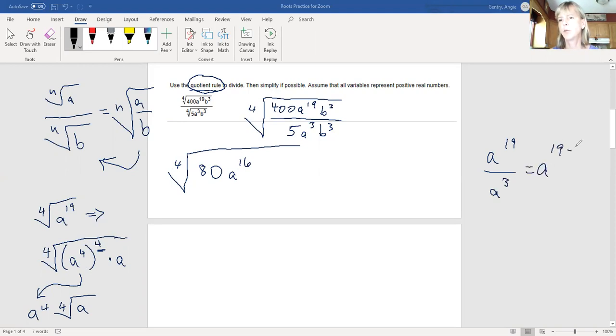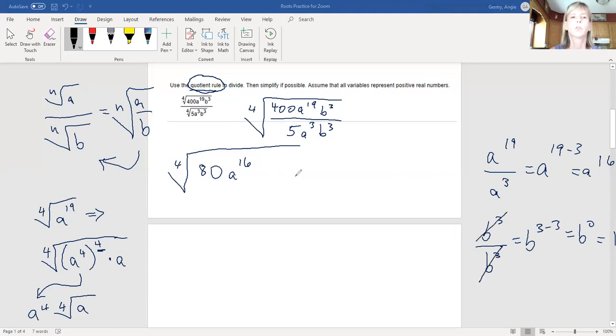This is from chapter 5, right? If you're dividing, you would subtract the exponents. And then b cubed, well, you can use the quotient rule. What is b to the 0? 1. Anything to the 0 power is 1. So it just disappears. Or you can say, well, b cubed over b cubed, they just cancel. So regardless, this is what you're left with.